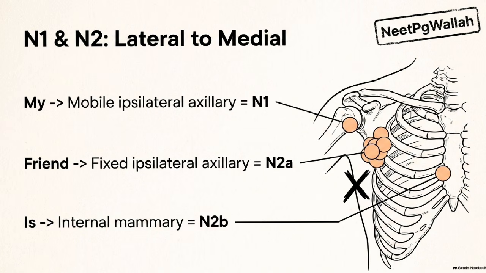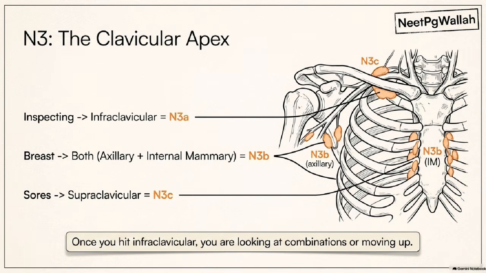Let's see how this builds visually by mapping the first half of our mnemonic directly onto the ribcage. MI represents the mobile ipsilateral axillary nodes, and ipsilateral just means on the same side as the tumor, right at the shoulder joint, and that's N1. As we move slightly inward, friend represents the fixed ipsilateral axillary nodes, becoming N2A. Continuing medial towards the center of the chest, is represents the internal mammary nodes, which gives us N2B. You can literally see that lateral to medial path playing out visually right here.